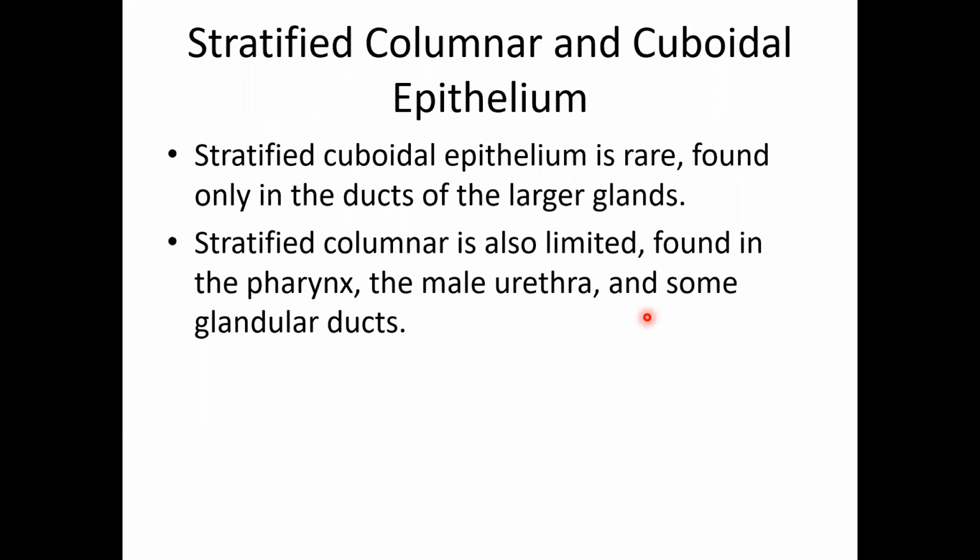There is stratified columnar and cuboidal epithelium, but they're not very common. And you're not going to find more than 2 or 3 layers here. We get like 20 layers on the stratified squamous epithelium. Here, you might get to 3 tops. Stratified cuboidal epithelium is really rare. It would only be in the ducts of some of the bigger glands. And stratified columnar epithelium would also be pretty limited, found then again in some of the glandular ducts.